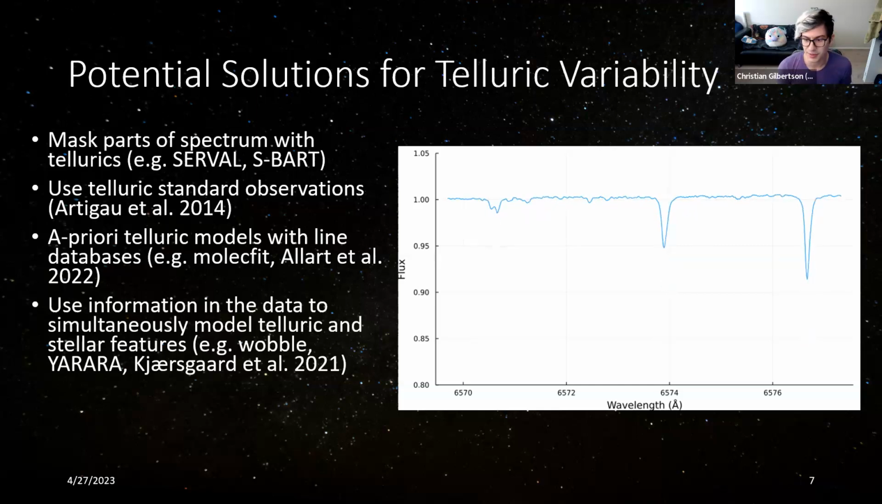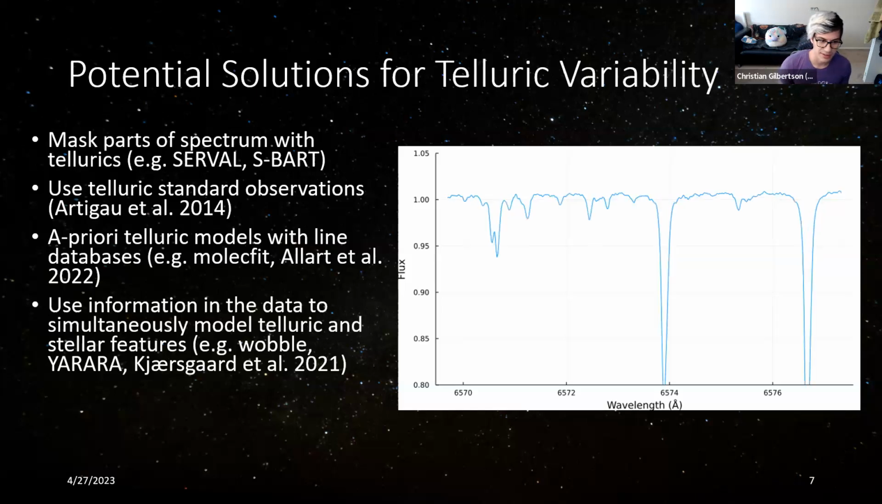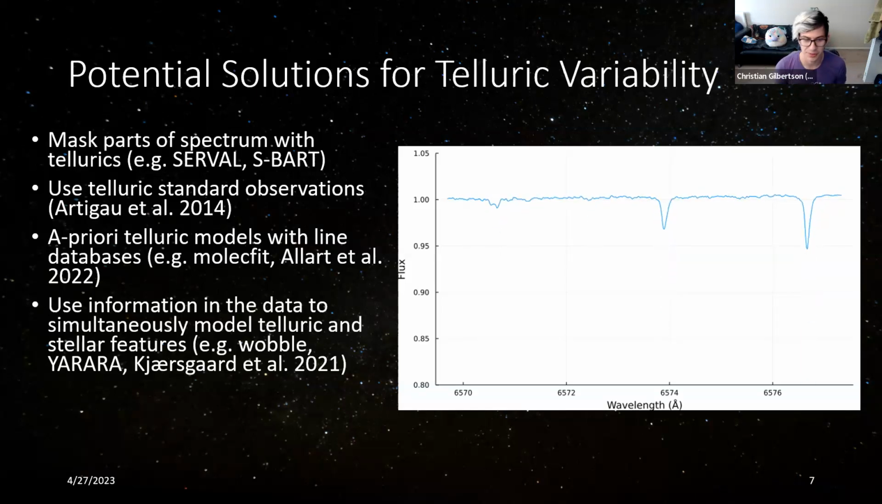So the idea for this project was to extend and tweak the implementation of the core ideas in Wobble, and create a method that isn't limited to time variability for telluric spectra, but also includes stellar variability as well as instrumental effects and other methodological improvements.